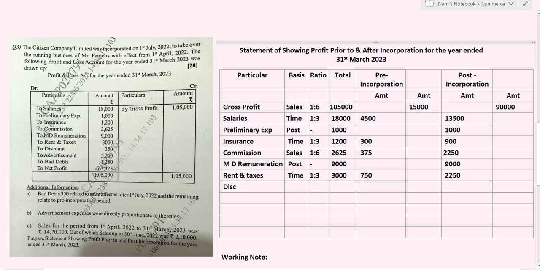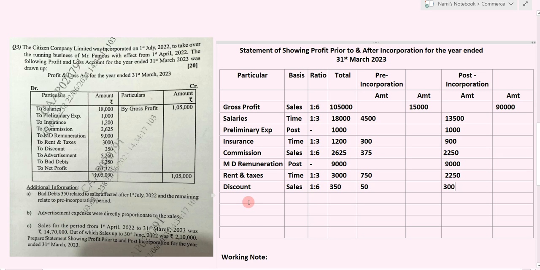Discount is to be distributed on the basis of sales. The sales ratio is 1 to 6. Total discount is rupees 350. From 350, 50 rupees belongs to pre-incorporation, and in the post-incorporation 300. Next is advertisement.